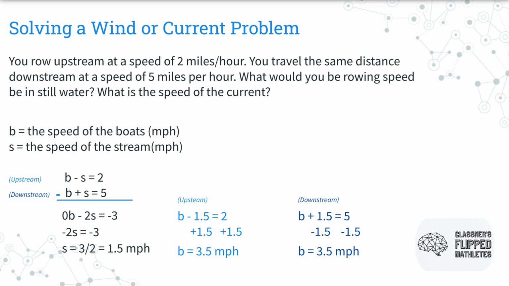When we go downstream, our equation is b plus 1.5 equals 5. Subtract 1.5 from both sides, you get b equals 3.5, which is what we expect because the other one was b equals 3.5. Here, again, we're rowing at 3.5 miles an hour, but now the water is pushing us an extra 1.5 miles an hour, so we're adding them together, giving us a net of 5 miles per hour.